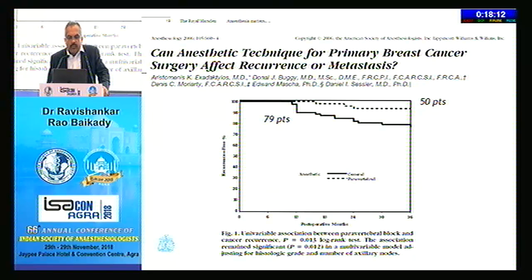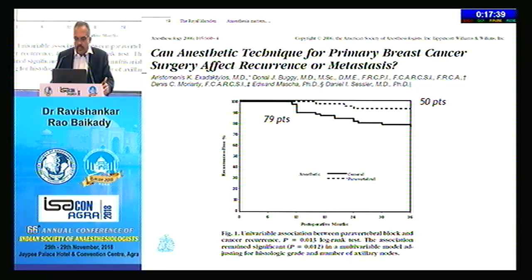Is there any problem with the regional anesthetic technique? This is the original work from the group in Greece, and also in Ireland, Donald Buggy's paper. In breast cancer surgery, they started doing a paravertebral block and asked whether it could make a difference. It's an observational trial looking at a small number of patients, 79 patients and 50 patients, over a period of 36 months. And they showed big differences. So, of course, there is a difference here.